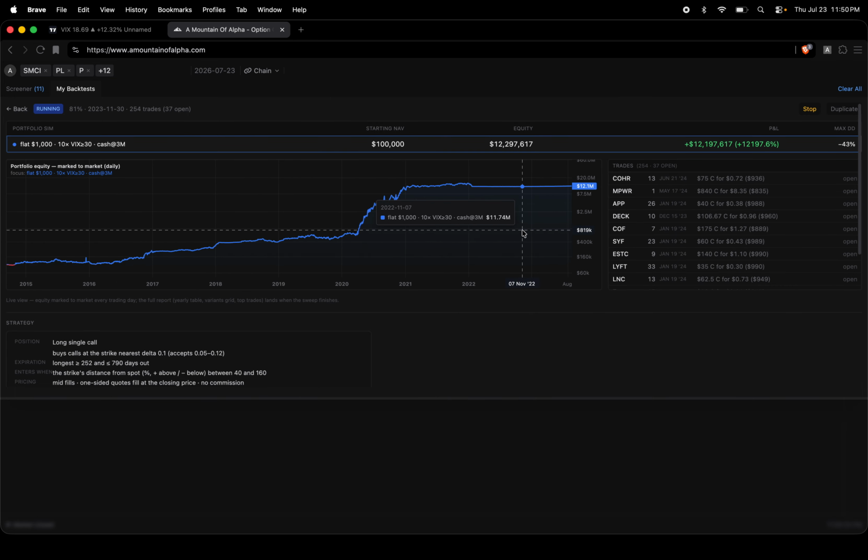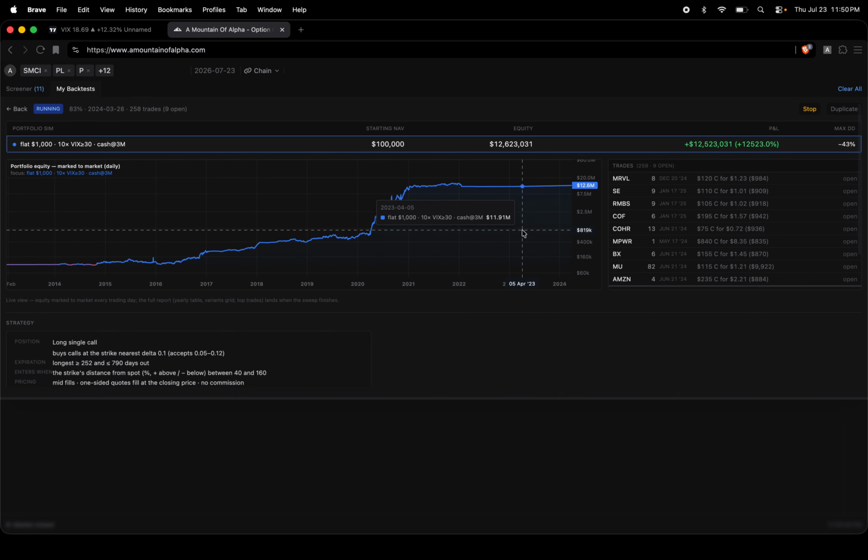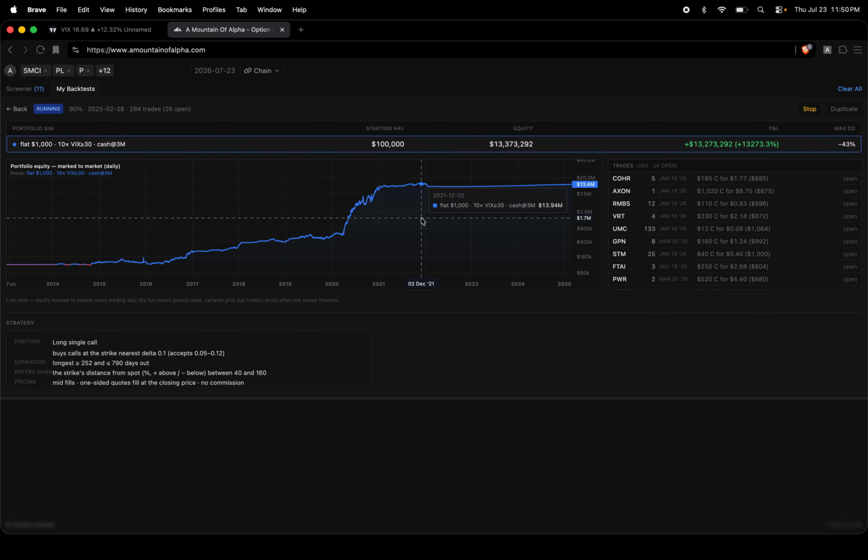Now this is like, what is this? Oh, I can't zoom while it's going. That's okay, we'll zoom in a second.